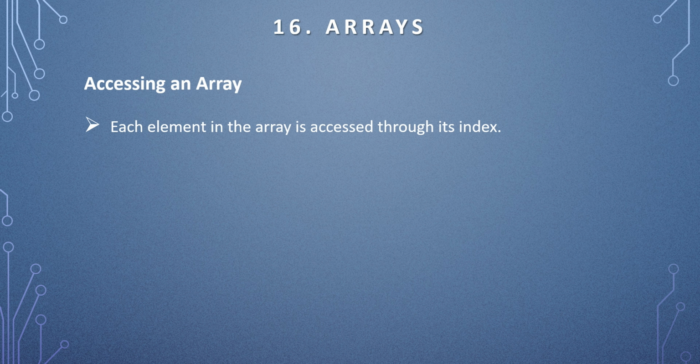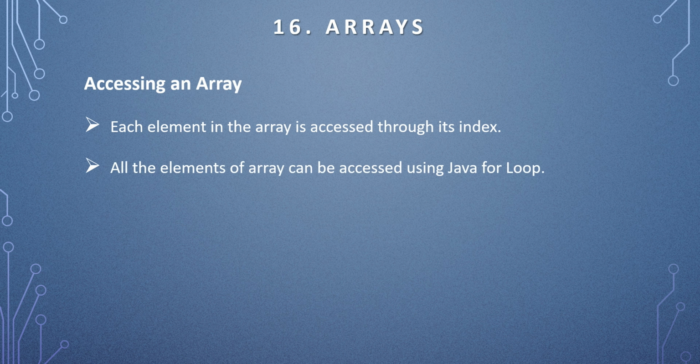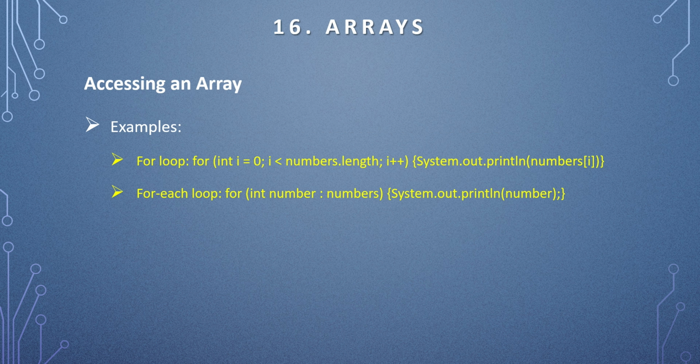Each element in the array is accessed through its index. So, the index begins at 0 and ends at array size minus 1. If you already know the index of the element in an array, you can directly access it. All the elements of an array can be accessed using a Java for loop. You can use traditional for loop or use for each loop to access elements of an array. Examples. Now, the important question would arise: what will happen if we try to access elements outside the array size?